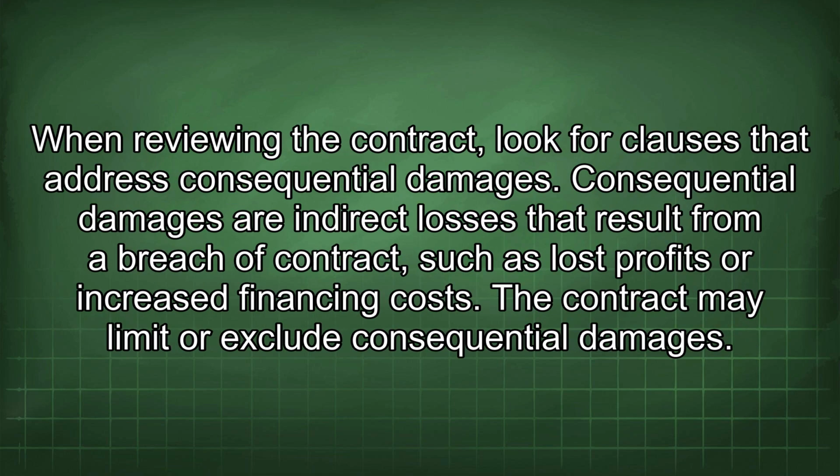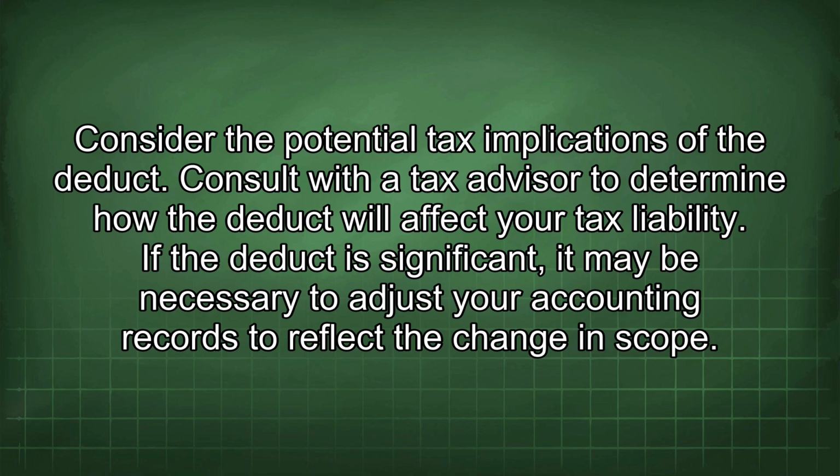When reviewing the contract, look for clauses that address consequential damages. Consequential damages are indirect losses that result from a breach of contract, such as lost profits or increased financing costs. The contract may limit or exclude consequential damages. Consider the potential tax implications of the deduct. Consult with a tax advisor to determine how the deduct will affect your tax liability. If the deduct is significant, it may be necessary to adjust your accounting records to reflect the change in scope.